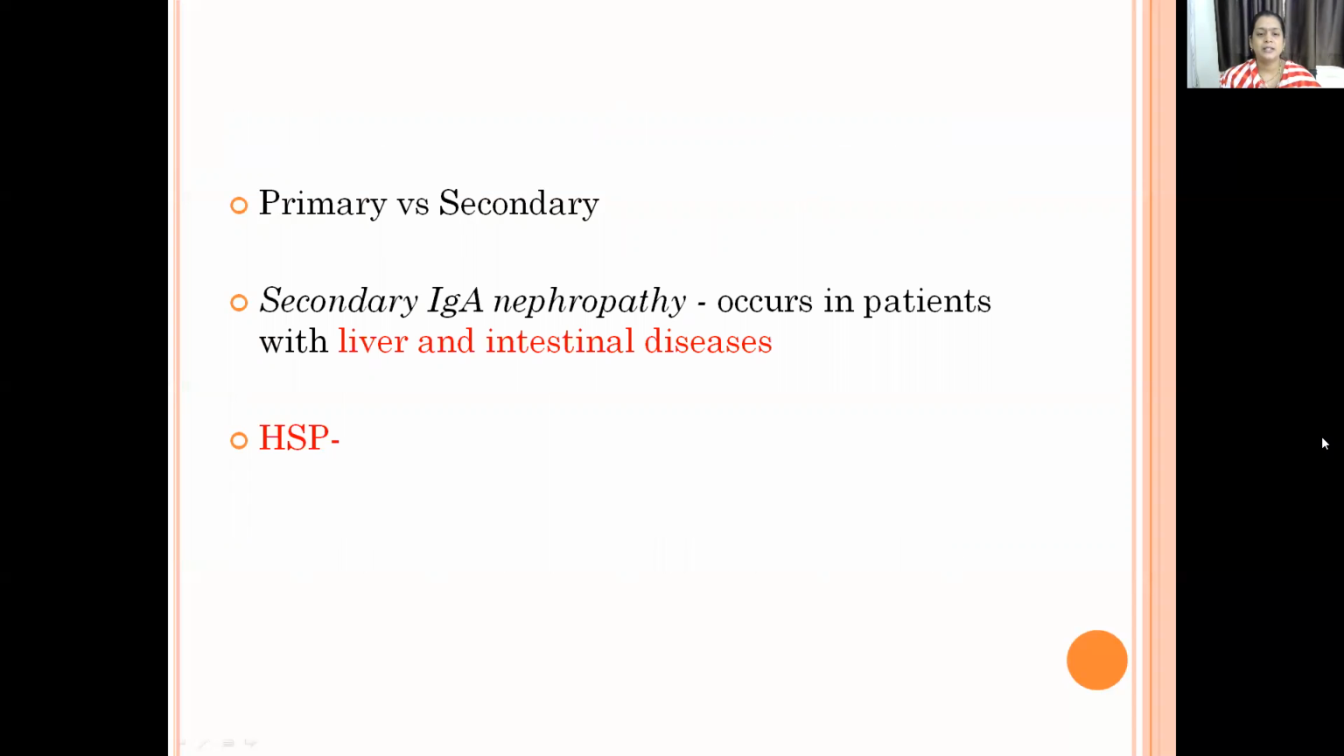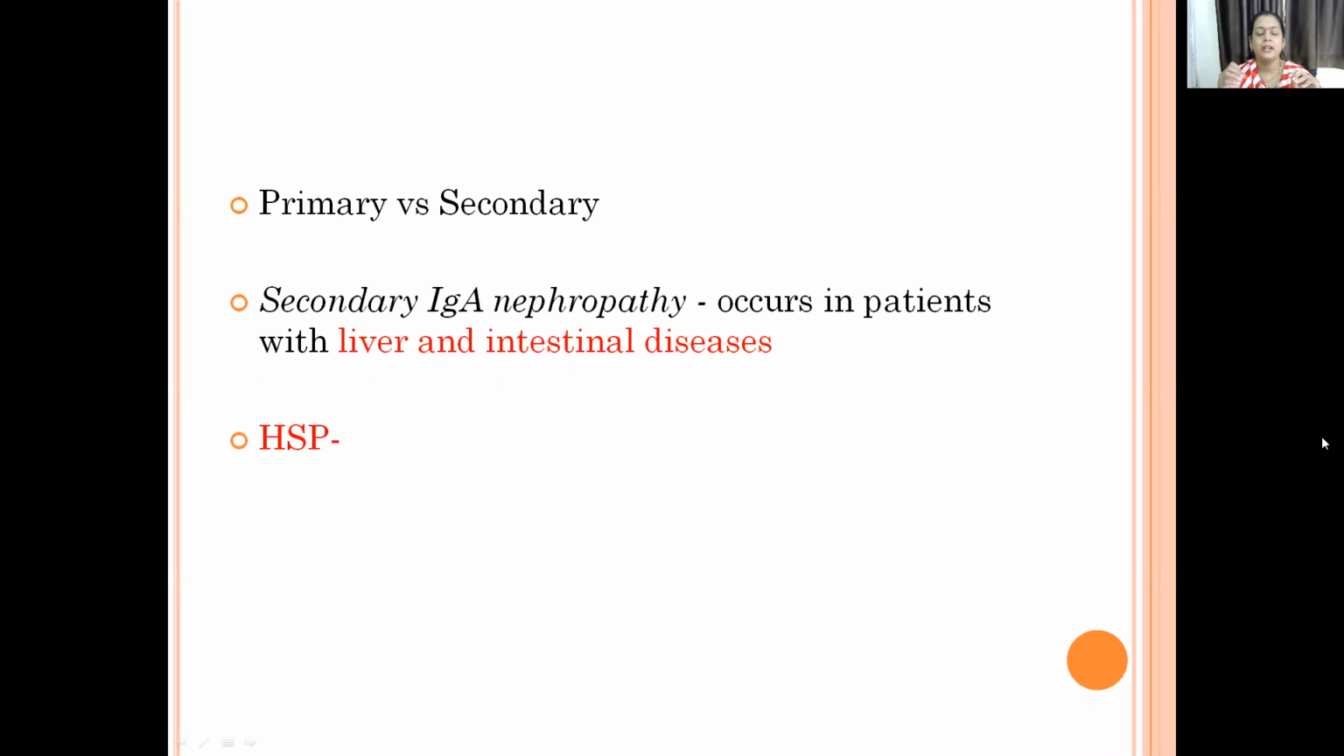There is a primary IgA nephropathy, which can occur completely renal limited. Primary means it can be idiopathic, without any cause, it just comes like that. Then secondary, which occurs as a result of a liver or an intestinal disease. This is seen in some patients with celiac disease or some gluten enteropathy, or a liver disease.